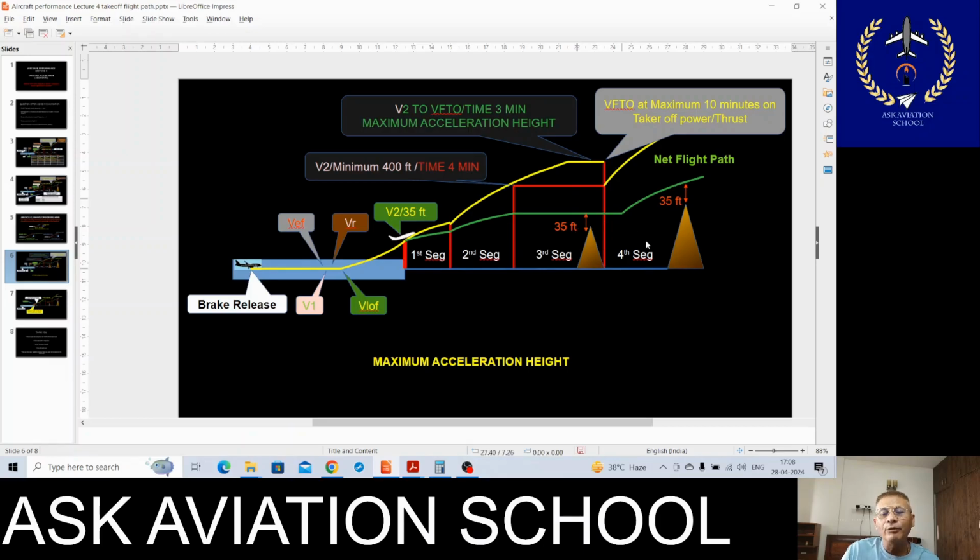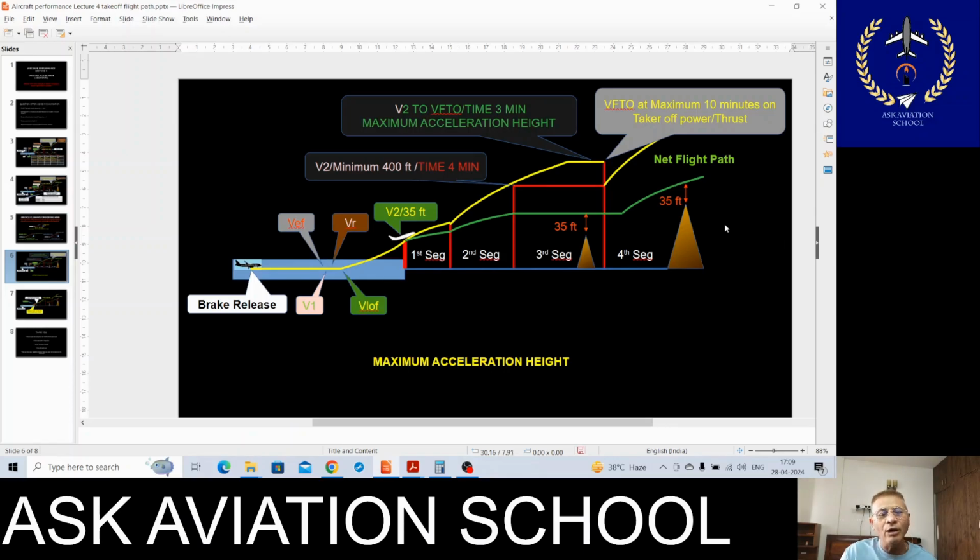But now, similarly, for the final segment also, we said that the minimum altitude at which we consider the ending of the takeoff flight path is 1500 feet. However, if you have an obstacle in this particular segment whose height is more than 1500 feet, then in order to clear the obstacle by the required margin, this 1500 feet also needs to be revised to a higher altitude.